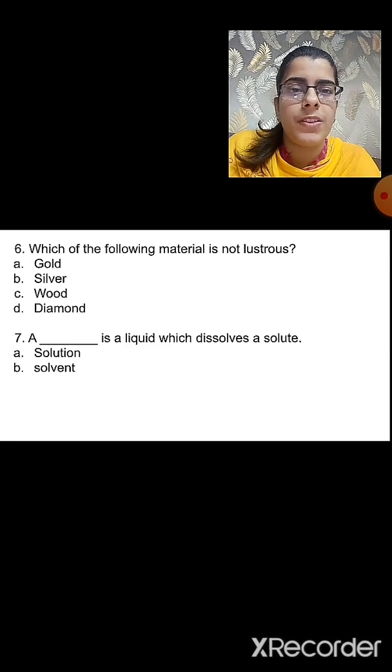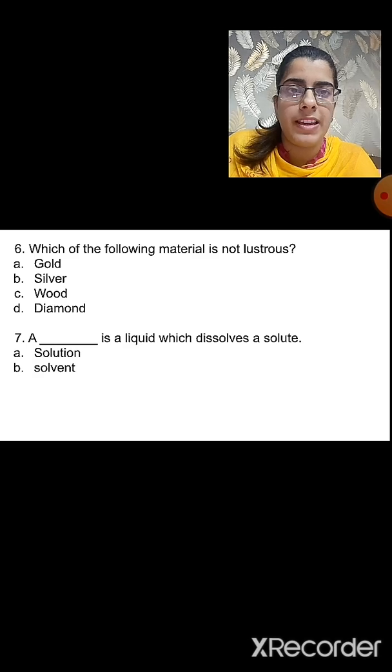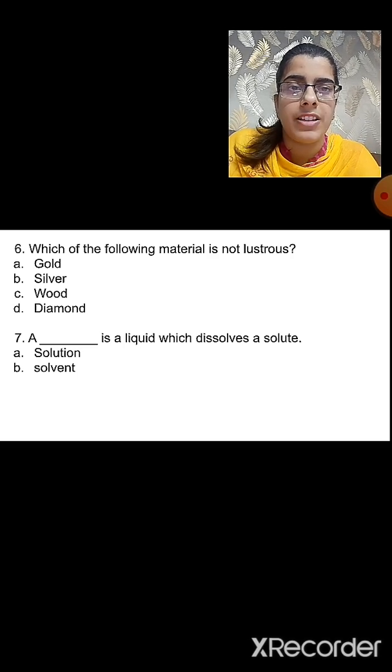6th, which of the following materials is not lustrous? What do you mean by lustrous? Which shows a shiny appearance. So which of the materials is not lustrous? Gold, silver, diamond are lustrous. They have a shine, while wood is not lustrous. So option C.